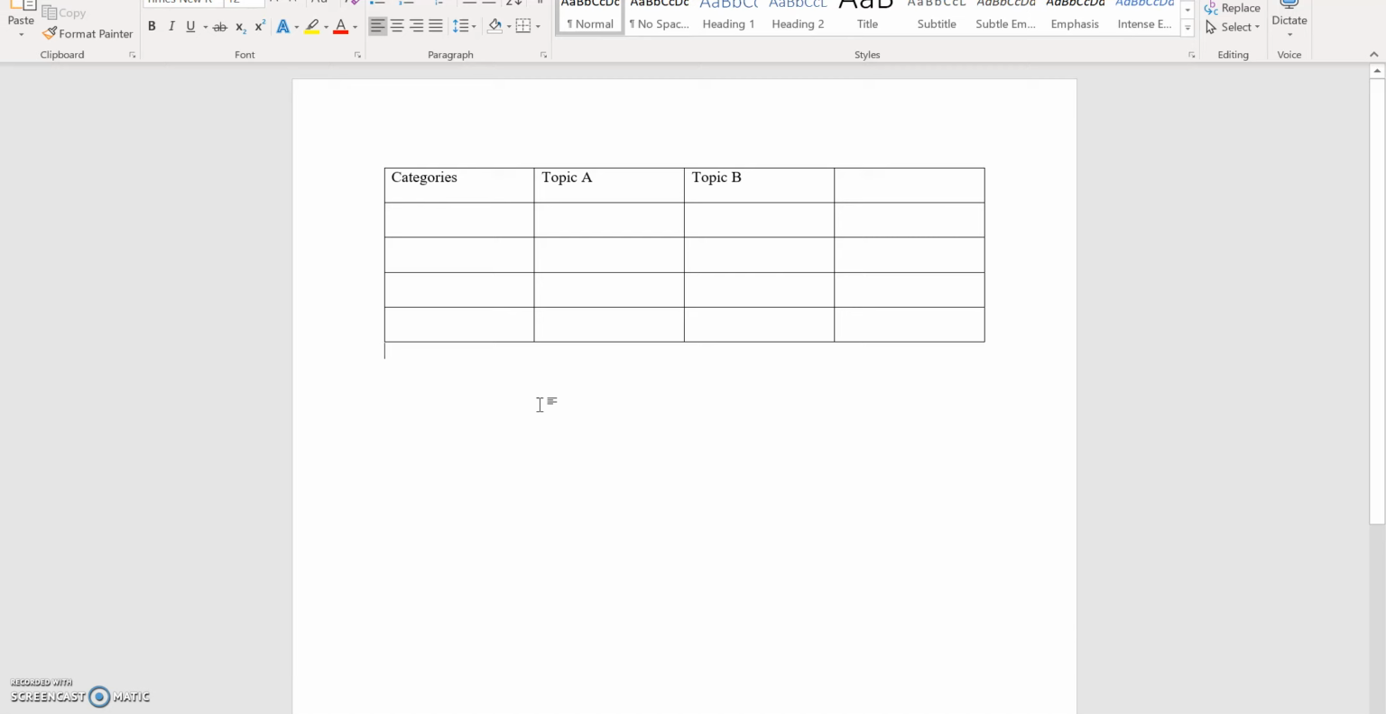To help with the pre-writing, I've created a chart. You can do this in Word by going to the top and inserting a table, or in Google Sheets or Google Docs, where you can also insert a table. When you insert the table, I like to separate it into three columns: one for the categories, one for my first topic, and one for my second topic. These categories are what's going to become your body paragraphs, the broad ways that you're going to look at your two topics.